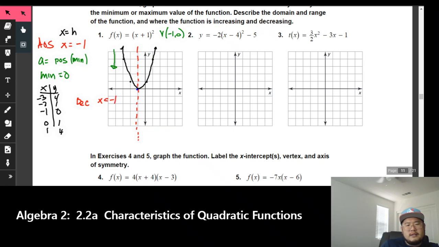And then it hits the minimum, it makes an upward trend, and so we'll say for the next part, it increases when x is greater than -1. And you must also make sure you notate that.